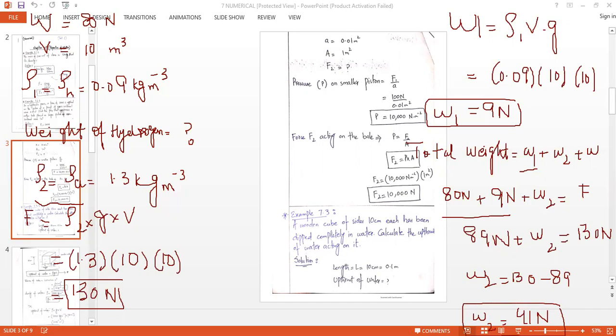This is how to find W2. First, we have to find the upthrust force. Then the total weight is W1 plus W2 and W. The W given is 80 Newton, W1 is 9 Newton. We have to find W2 from the total force. Total force is 130 Newton. So putting the value there, W2 equals 41 Newton.